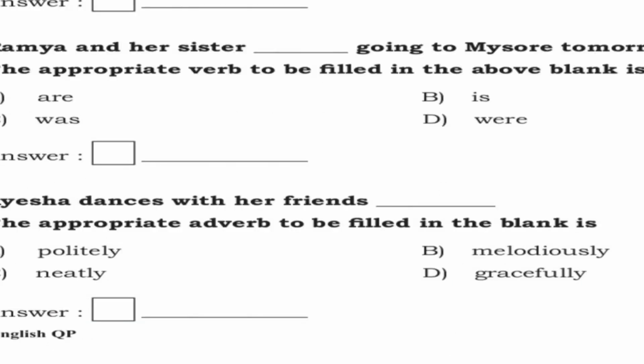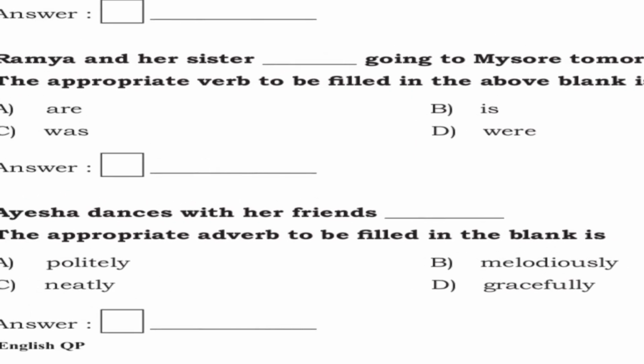Ramya and her sister dash going to Mysore tomorrow. Before you read the question, you should understand in what form the question is given. Here what you have to do is write the appropriate verb to be filled in the blank above. Ramya and her sister, what helping verb will come in this blank? Are going to Mysore tomorrow. So you should write like this.